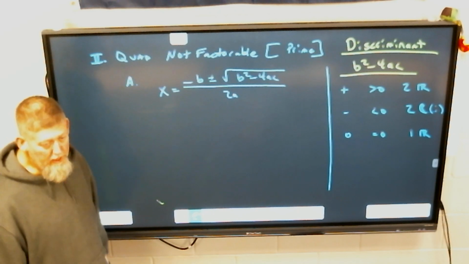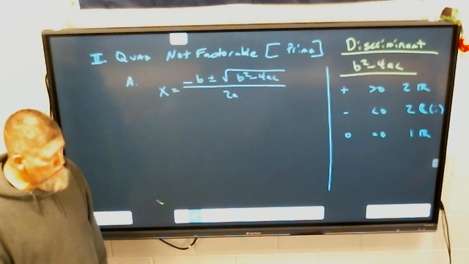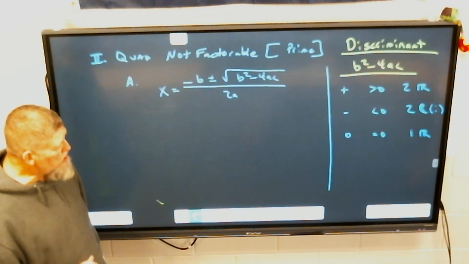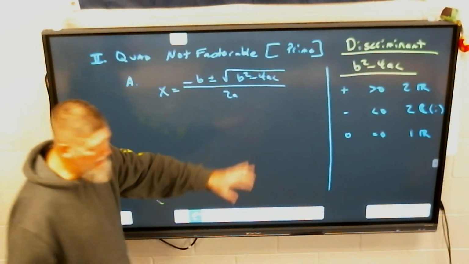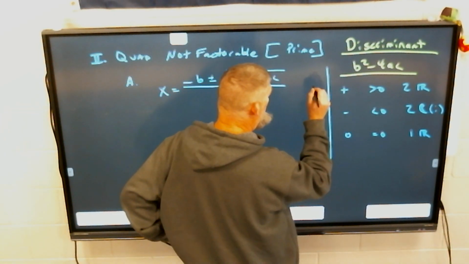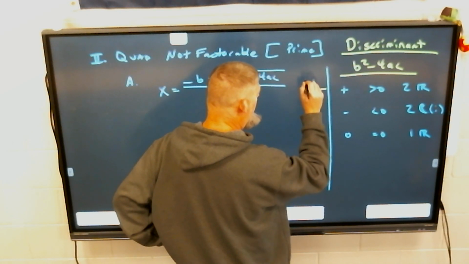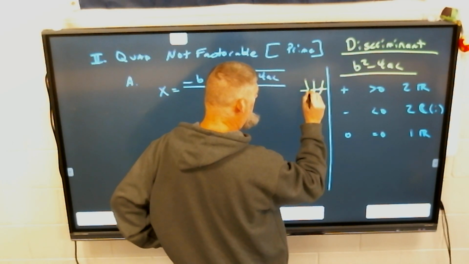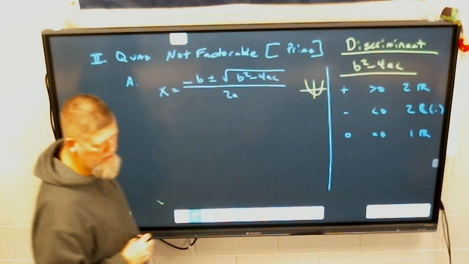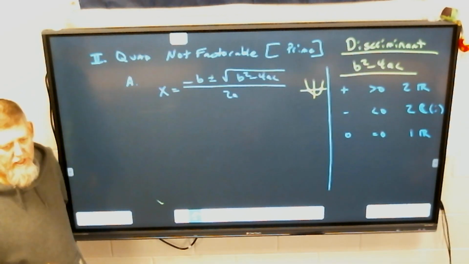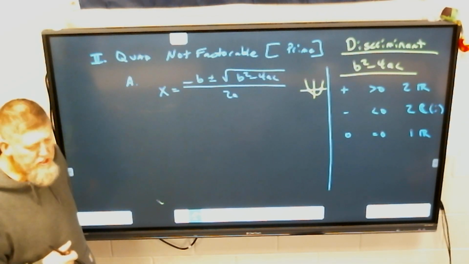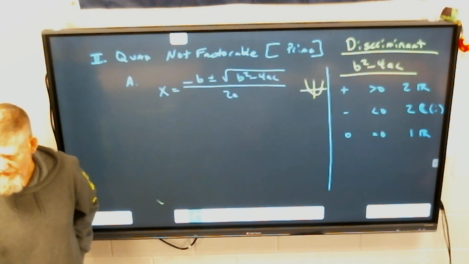Now, real quickly, I'm going to jot in here, and I should have left more room, so I apologize. But I want you to also know what the graph would look like in those three cases. If there are two real solutions, your graph is going to look something like that. You're going to have two x-intercepts, just like our first example. And once again, it could be facing up or down, but it's going to have two answers.